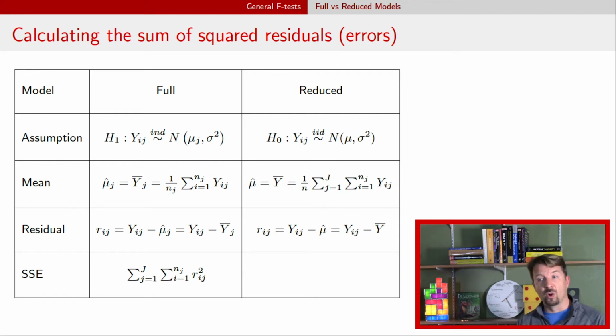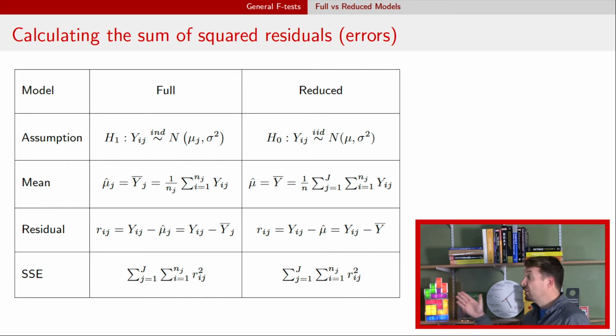So we've got a whole collection of residuals. We're going to simply square those up and add them up, and then we get our sum of squared errors under the full and reduced model. And you'll notice that these will be different because of our different means, right? In the full model, we have a different mean for each group. In the reduced model, we simply have one grand mean for all the groups.